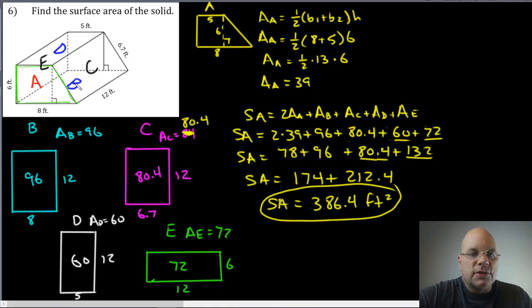So if you have a surface area problem, you just find the area of each face and add them all together. Just look for opportunities like congruent faces so you don't have to do extra work.